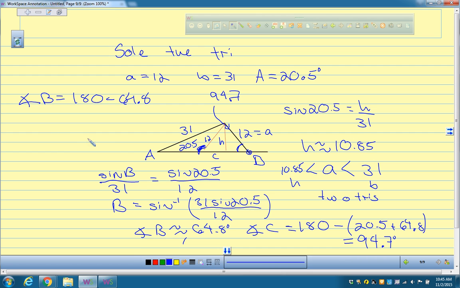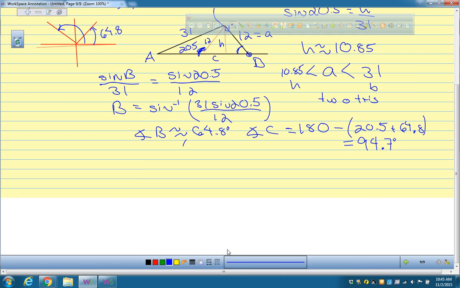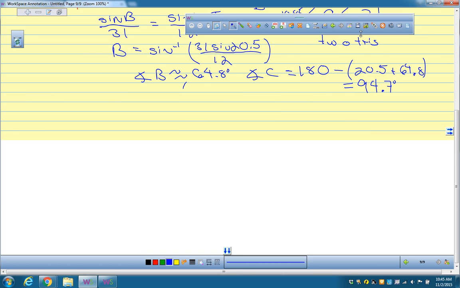Okay? And the reason people say, why, how could that be? Well, if you remember, sine has two places where it's positive, right? So if this is 64.8 degrees here, both this angle and this angle have the same sine value, right? Okay? So I subtract from 180 to find angle B. So if I'm looking at this other triangle, I'm going to have to draw another triangle.